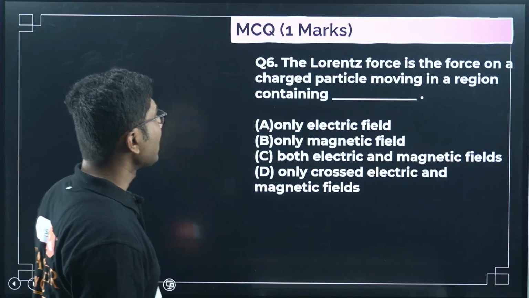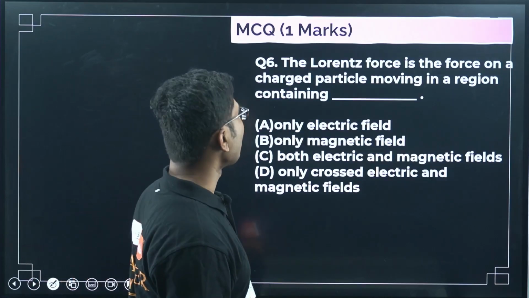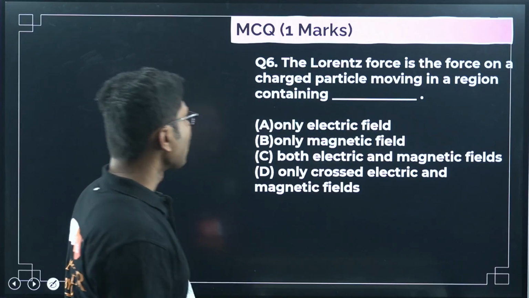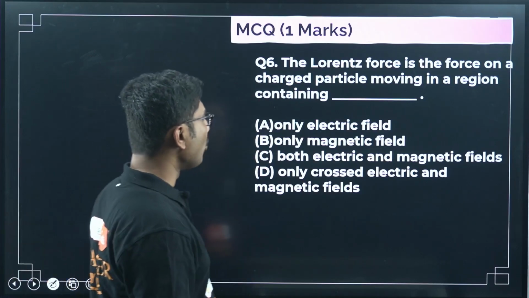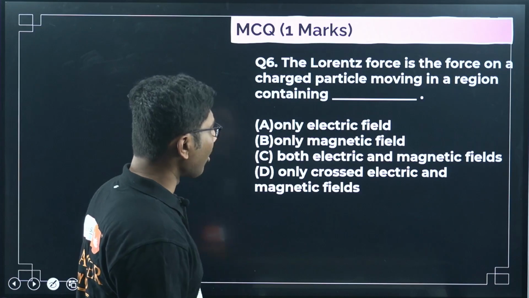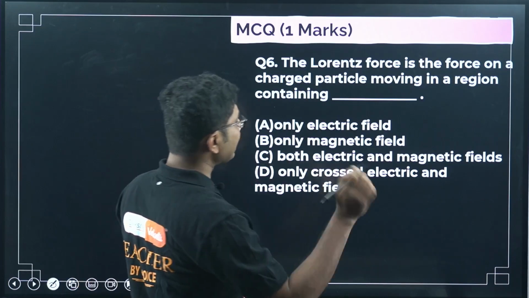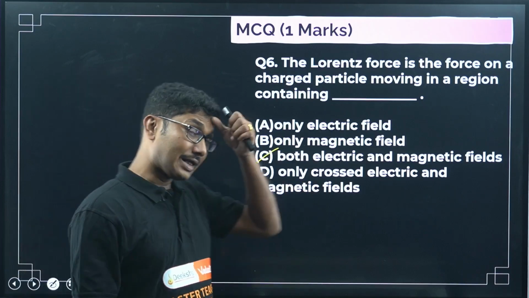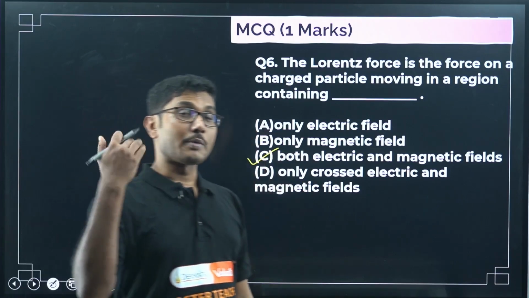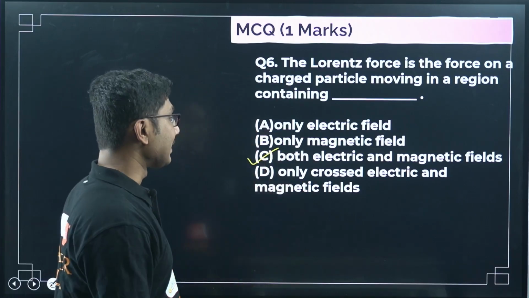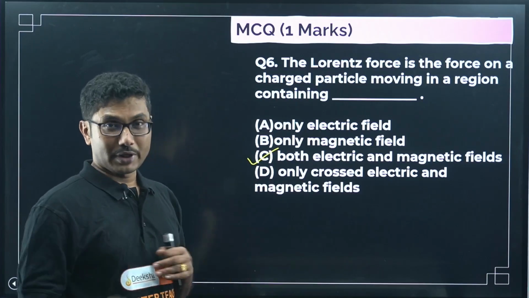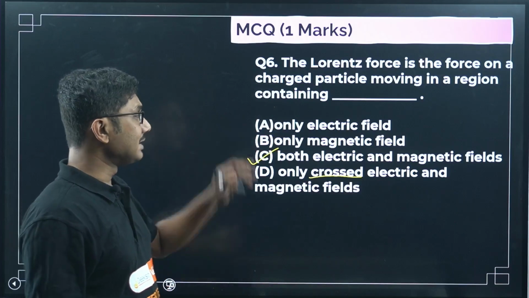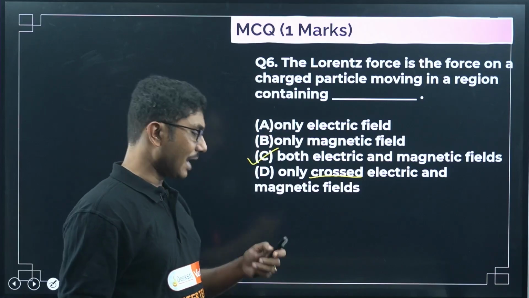Now next question. The Lorentz force is the force on a charged particle moving in a region containing only electric field, only magnetic field, both electric and magnetic field, only crossed electric and magnetic field. Okay, Lorentz force is applicable for both electric and magnetic field. It does not depend on whether the fields are crossed or not. If it is an electromagnetic wave, in that case maybe you can say the electric and magnetic field have to be perpendicular to each other. Crossed means perpendicular to each other. But that is not needed, it is applicable to both electric and magnetic field.